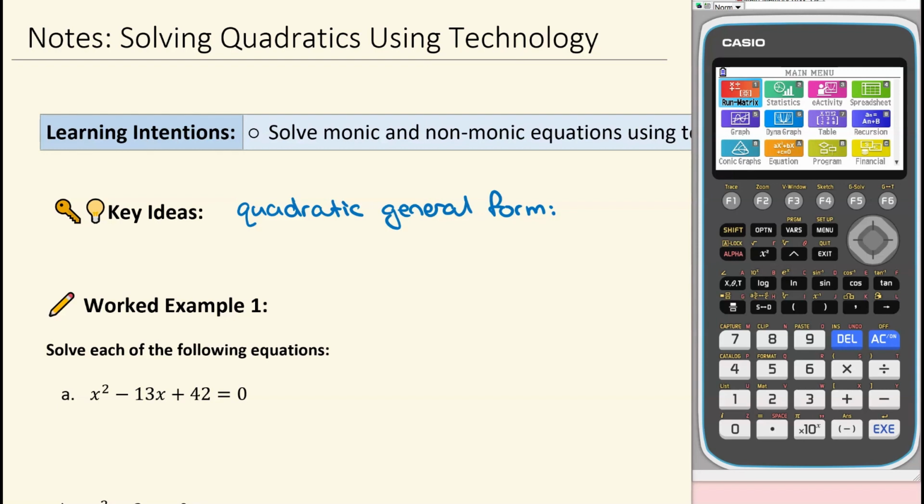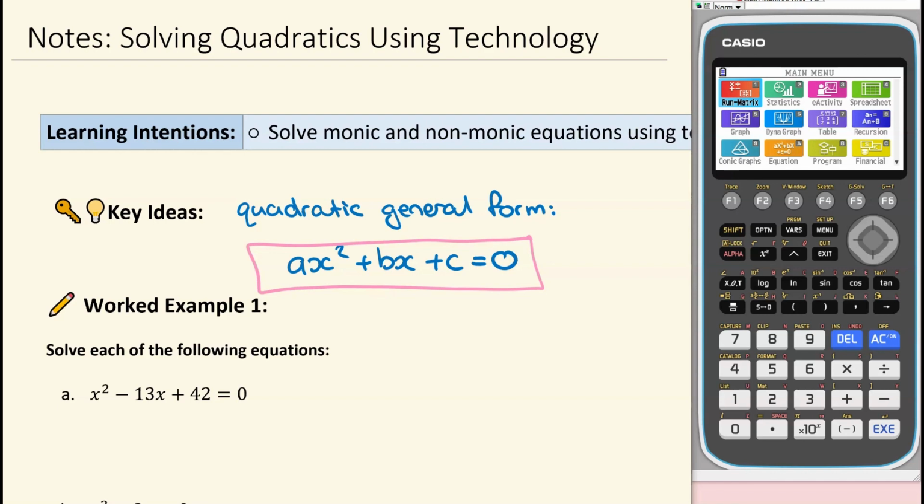Before we get into using our graphics calculator to solve our quadratic equations, we're just going to have a quick reminder of our quadratic equation general form, which is ax squared plus bx plus c equals 0. Now, we need to be very familiar with this general form to help us solve our quadratic equations using technology, as we need to be able to identify our a, b, and c constant variables before we can enter it into our technology to help us.